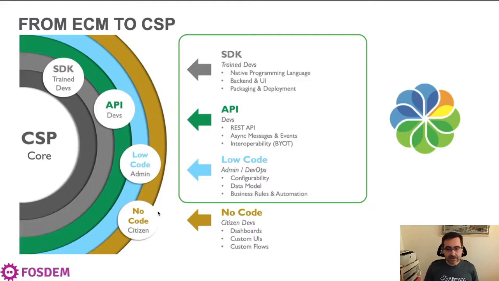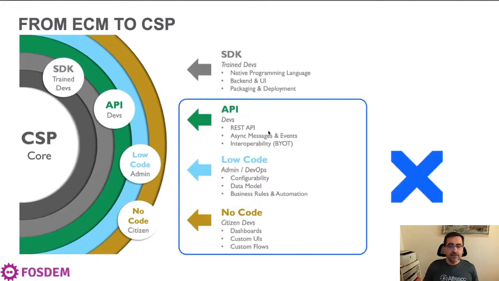While Alfresco is more oriented to provide development frameworks to users in the 3 inner layers, Nuxeo is more oriented to adopt the low-code and no-code paradigm. This is a relevant difference that will be analyzed later in this video.